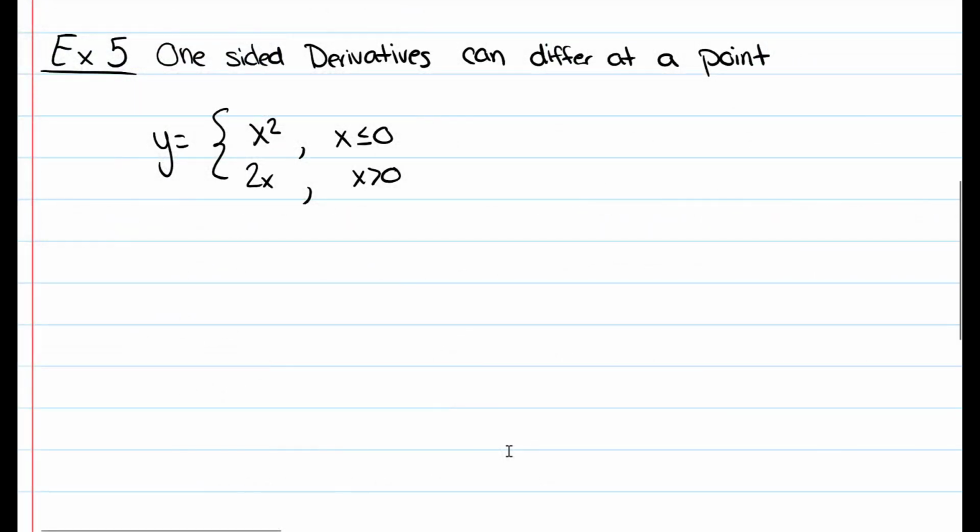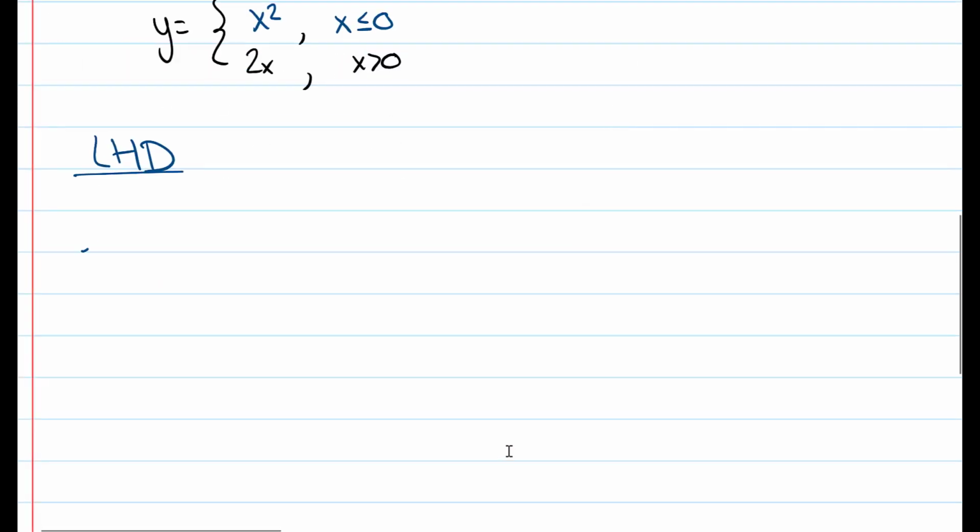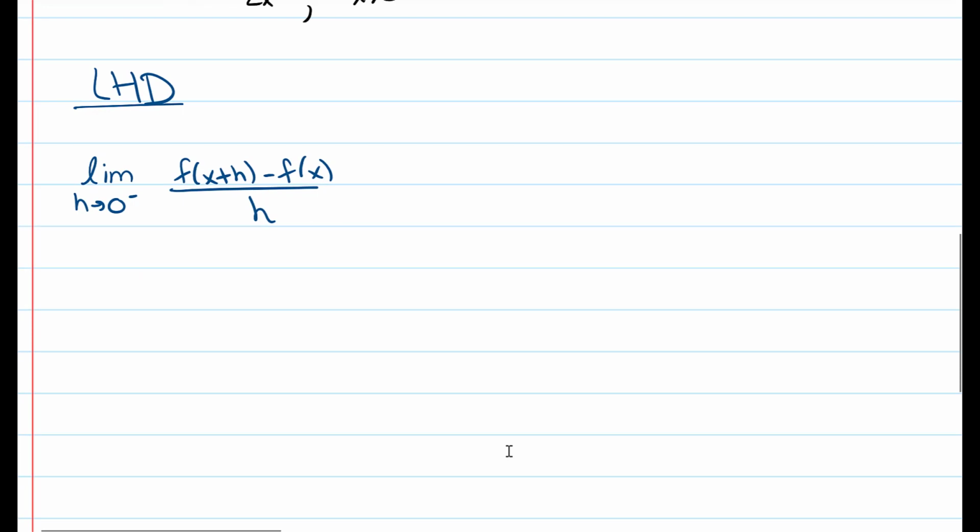Alright, example 5. One-sided derivatives can differ at a point. We're going to use that piecewise function that we just saw in order to do the left-hand derivative and the right-hand derivative. So the left-hand derivative, and that's this one here, because it's when x is less than 0, we're going to do the limit as h approaches 0 from the left of f of x plus h minus f of x all divided by h. And so we get that f of x is equal to x squared.